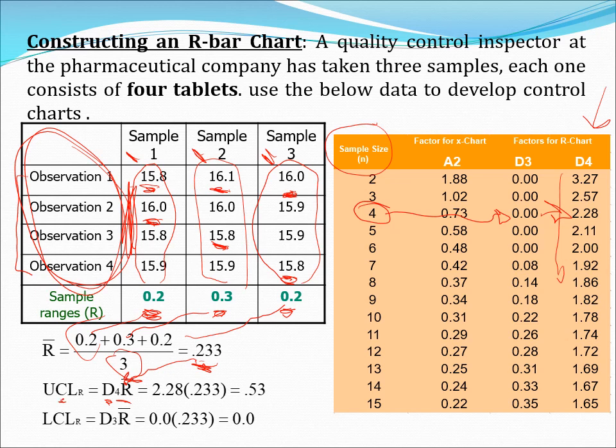To calculate the upper control limit, you multiply D4, which is 2.28, by R bar, which is 0.233. And to calculate the lower control limit, you multiply 0.233, which is R bar, by 0, which is D3. So now we have the main elements of the control chart. The control limit is 0.233, the upper control limit is 0.53, and the lower control limit equals 0.